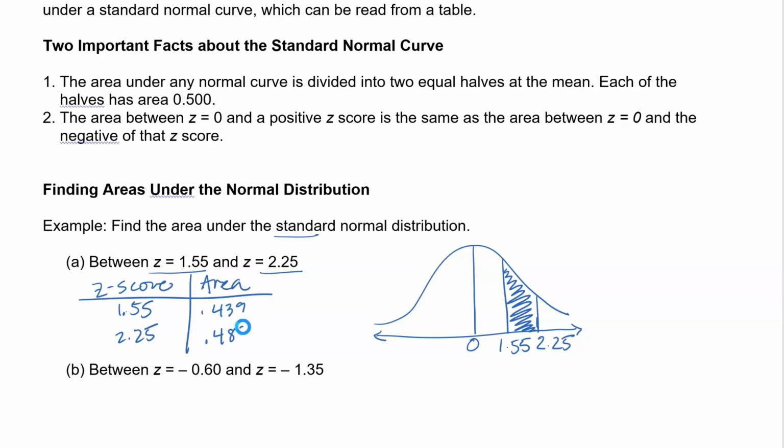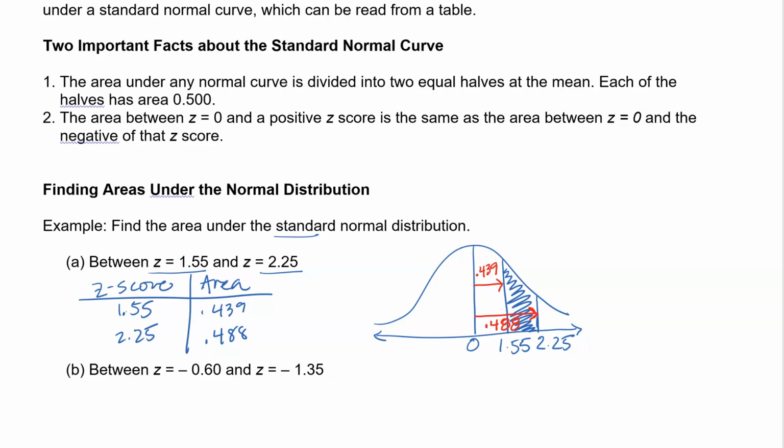and 0.488. Okay, so 0.439. Remember that the area is always the area from the z-score. I'm going to use a different color here so we can see it's from the z-score to 0, or from 0 to the z-score. So from 0 to 1.55, the area is 0.439, and from 0 to 2.25, the area is 0.488. Okay, notice that neither one of these numbers is the blue shaded region, so we're going to have to do a little work here.